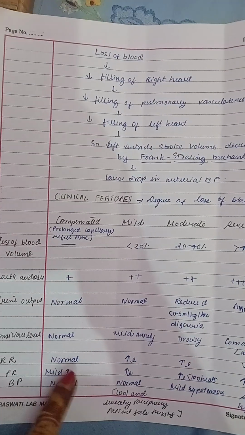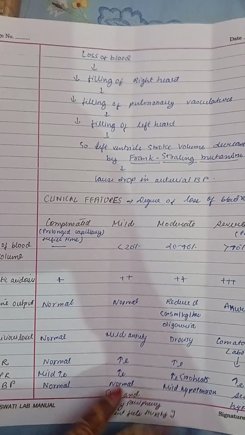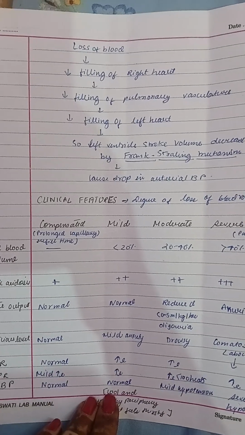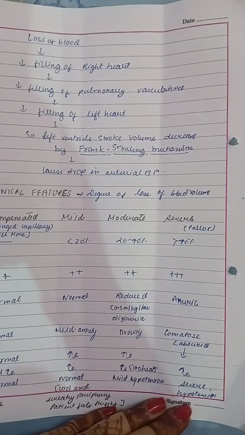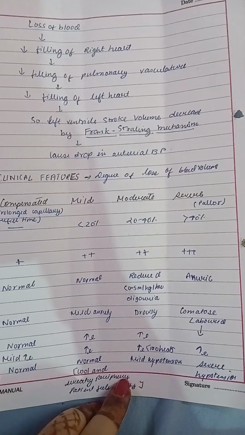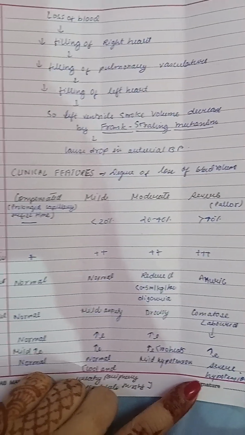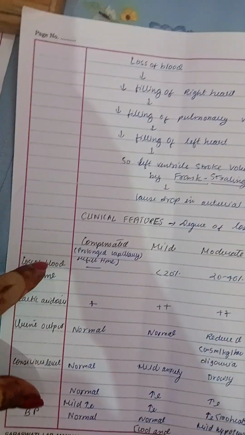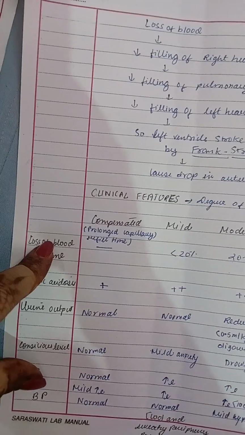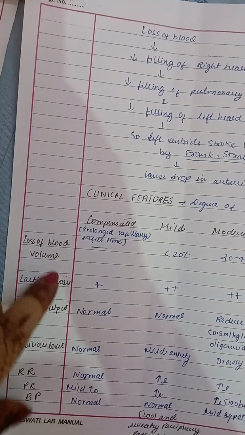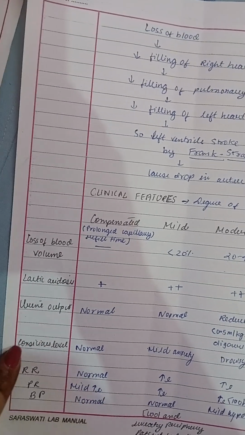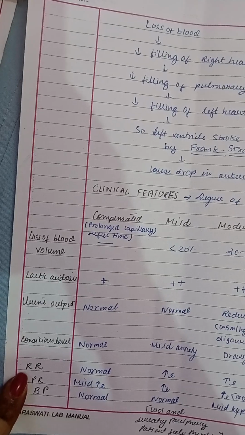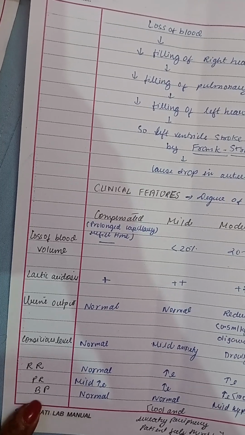Okay, now BP will be normal in compensated shock, will also be normal in mild shock, but in moderate and severe there will be hypotension. In moderate there will be mild hypotension, and in severe there will be marked hypotension. Okay, these are the criteria for clinical features of hemorrhagic hypovolemic shock: loss of blood volume, lactic acidosis, urine output, conscious level, respiratory rate, pulse rate, and BP.